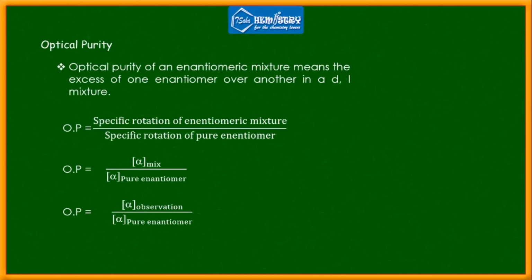Now, the next part is very important to understand this particular concept. So, what is optical purity? An optically pure compound is one which is 100% one enantiomer, that is either D or L, right? During synthesis of optically active compounds, it is often found that enantiomeric mixtures of different percentage composition have been produced.